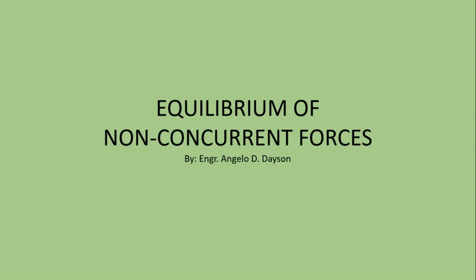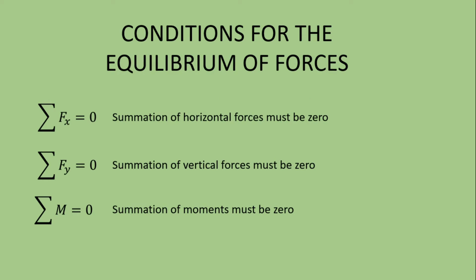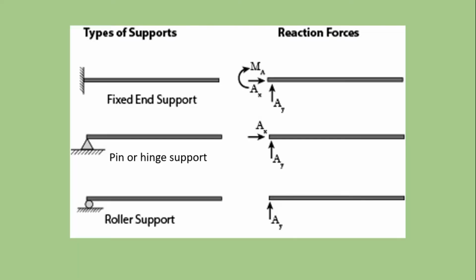Equilibrium of non-concurrent forces. For the equilibrium of non-concurrent forces, we have conditions to be satisfied. The summation of horizontal forces must be zero, the summation of vertical forces must be zero, and the summation of moments must also be zero. There are also types of supports that we have to consider. We use this for the free body diagram.